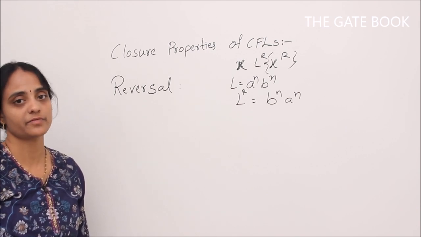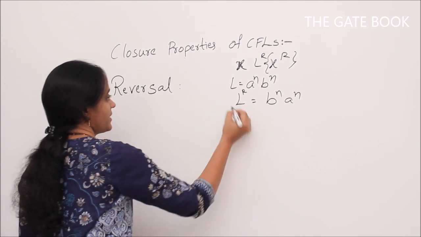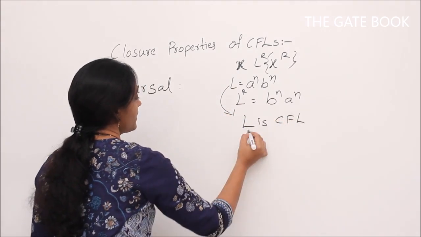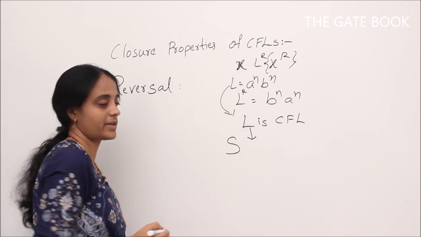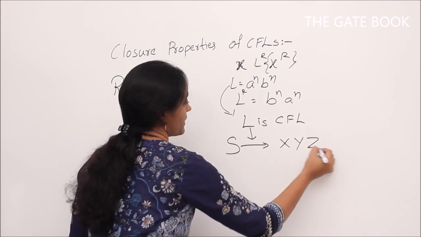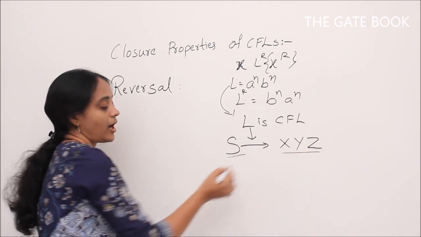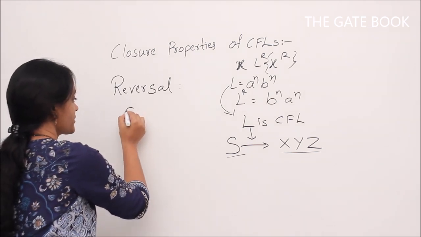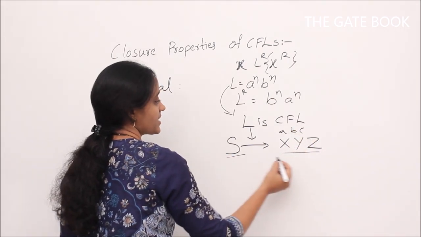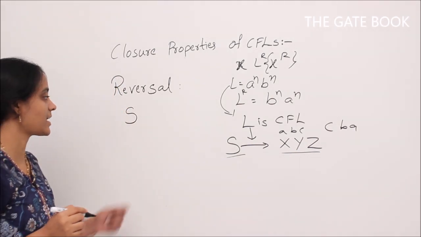It will be context free because I know how to construct a grammar for reversal. Because L is already context free, L is a CFL, so there will be a grammar. Let's assume it has S as the start variable and it derives all the productions of this form. It can be a variable or terminal or whatever it is. Now I want to derive all reversal strings. Assume this is the string ABC, then what should I derive in S reversal? I should derive CBA. So how do I construct a grammar for the reversal language?